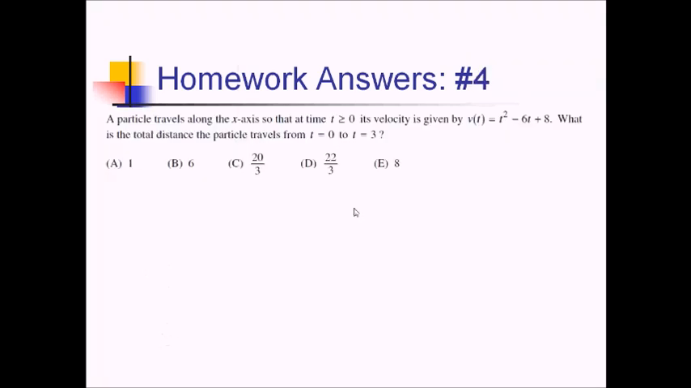On this problem, we have a particle traveling on the x-axis, so the velocity is given by this formula. We want the total distance the particle travels from time 0 to 3. Well, if we're asking about total distance, then we need to figure out if we are changing directions anywhere on this interval, because if we are, the total distance and the displacement are going to be different.